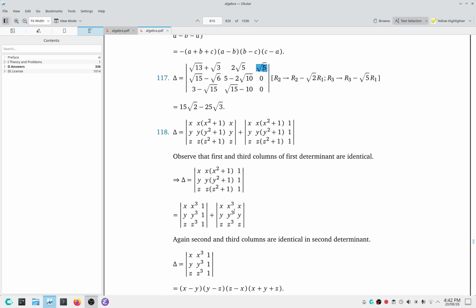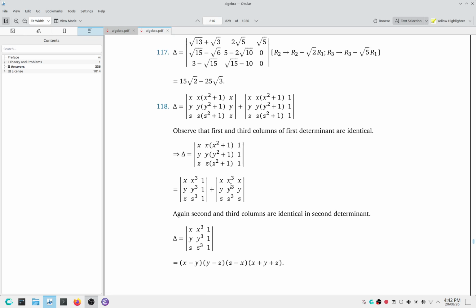Okay, there is something wrong in the typing. So essentially this should be 1, 1, 1. This shouldn't be x cube, y cube and z cube. This should be xyz and this should be 1, 1, 1. So this determinant becomes 0.